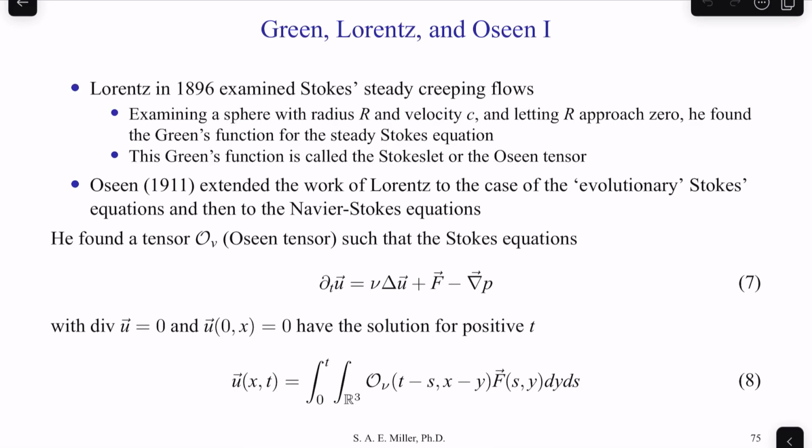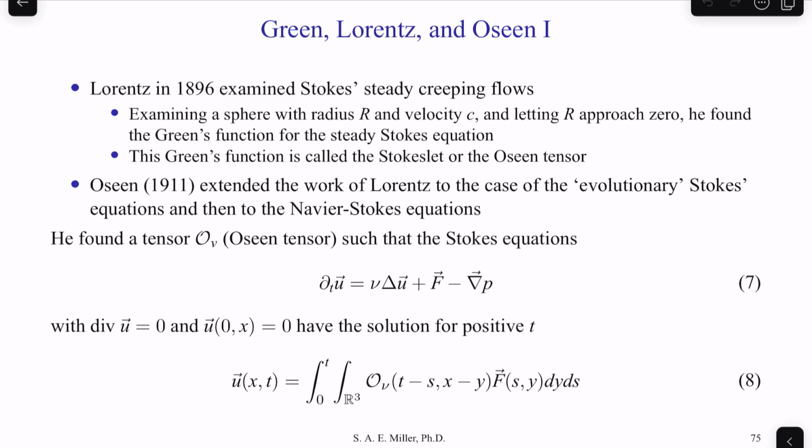More mathematicians followed, and Lorentz in 1896 re-looked at Stokes' steady creeping flows. He looked at a sphere with radius r and velocity c and let r approach 0. He found that there's a Green's function for steady Stokes flow, the so-called Stokeslet or Oseen tensor. One can use Green's functions then to write more general solutions for Stokes flow.